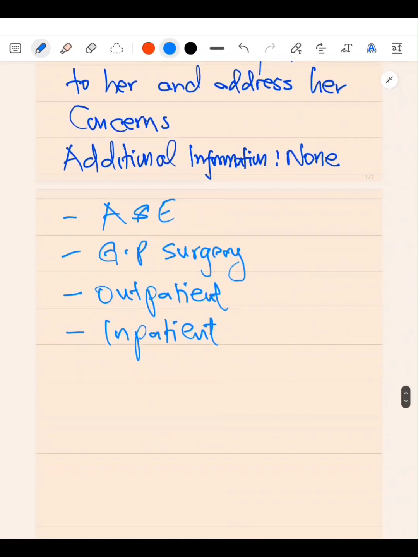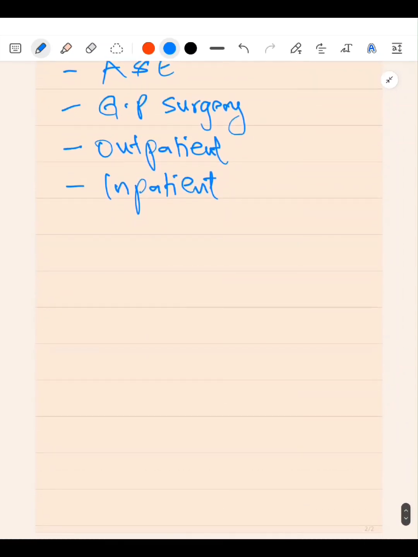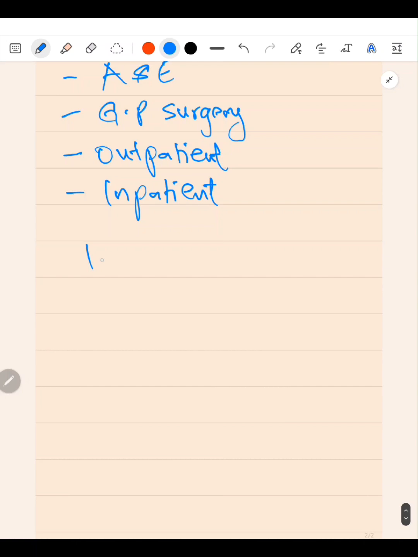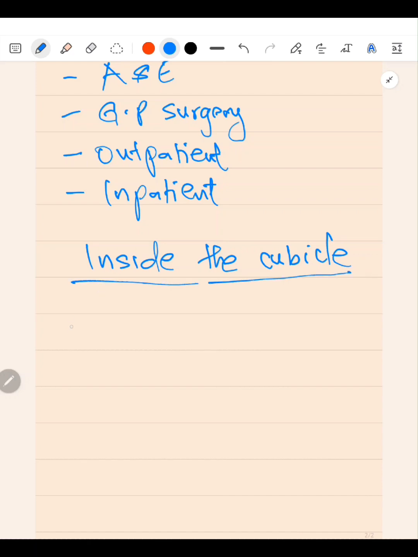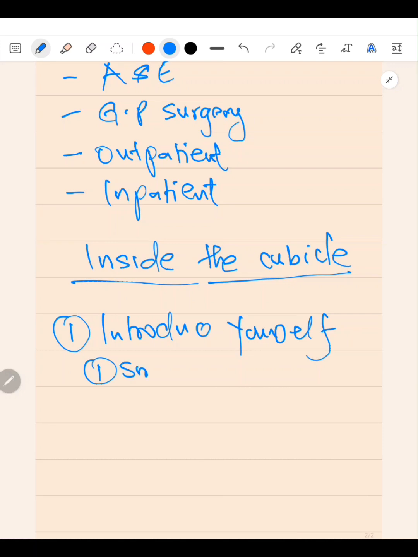Now, what do you do once you enter the room? So we are going inside the cubicle. Number 1, you are going to introduce yourself. Now remember, always when you enter the room, you should be smiling. Unless you are going to break bad news, always enter the room while you're smiling.